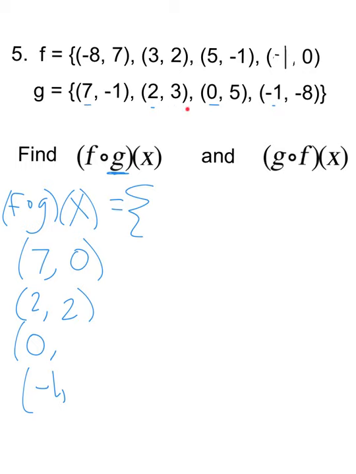Then 0, so g of 0 is 5. Go up top, that 5 now becomes my x value. f of 5 is -1. And then -1 is here, we get -8, go up top, -8 gives me 7. So that is our function.